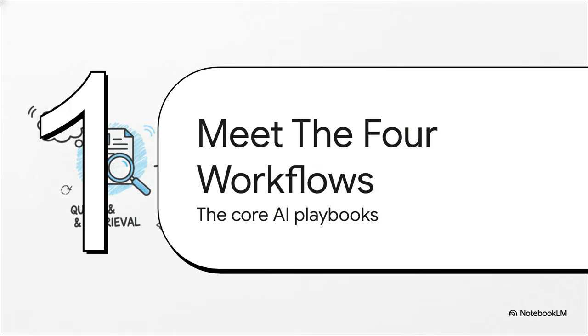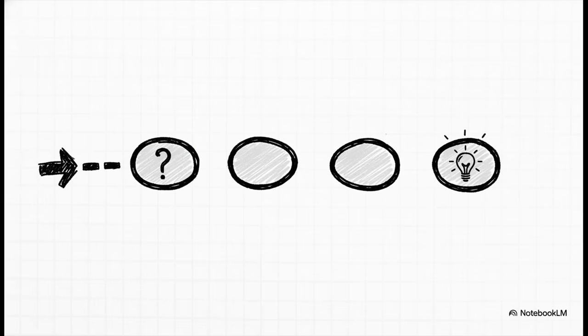To make all that magic happen, AI agents use specific strategies, or what we call workflows. The best way to think of them is like playbooks in sports, 4 core plays you can run to tackle different kinds of problems. First up, we've got the most straightforward of the bunch, the sequential workflow. And just like the name says, this one is all about following a clear step-by-step path from the question all the way to the answer.